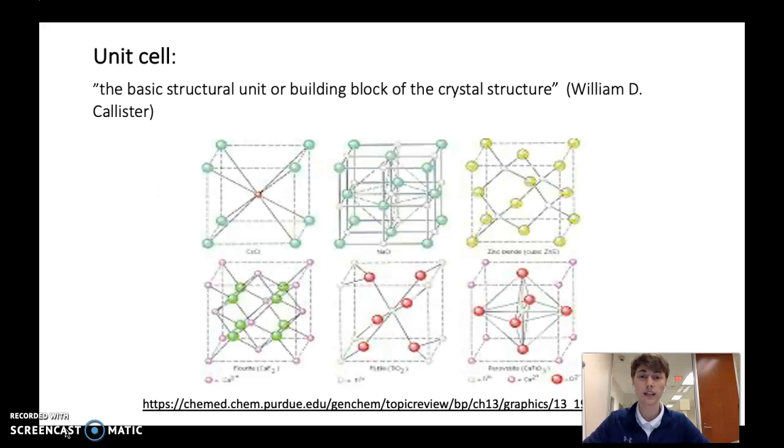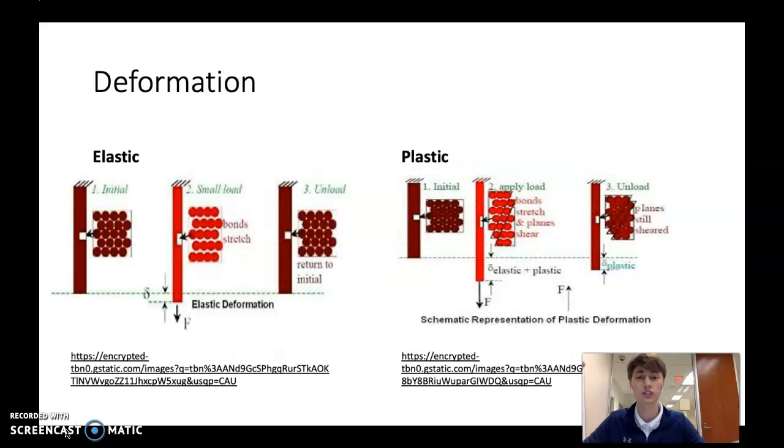In order to understand the mechanical properties of a material, we must first look at the material's atomic structure in the form of a unit cell. According to the textbook cited, a unit cell is the basic structural unit or building block of the crystal structure. Whenever a tensile load is applied to a material, the bonds inside the material are in a state of tension so as to resist the tensile force being applied. Whenever a material's tensile strength is exceeded, deformation occurs.